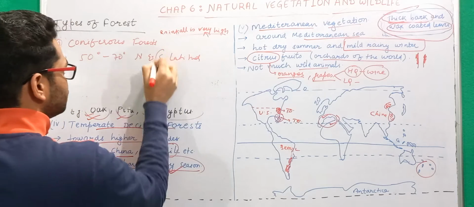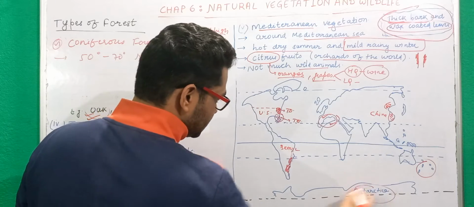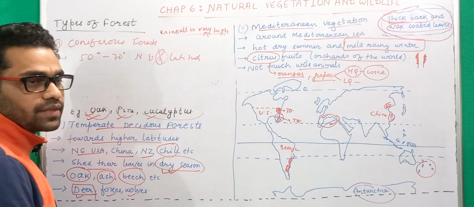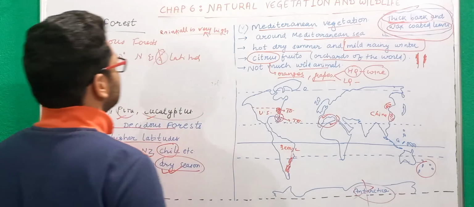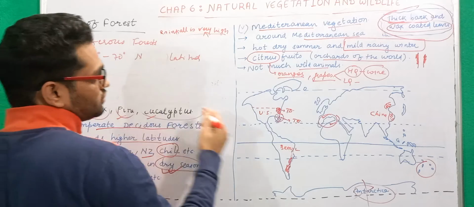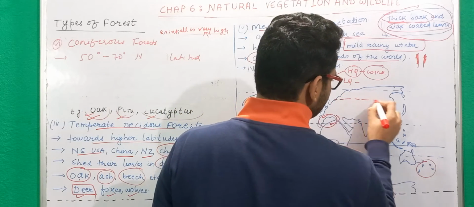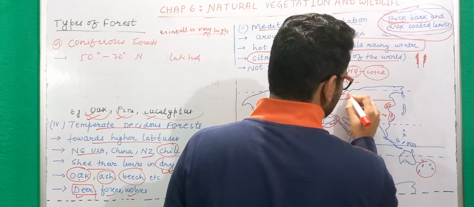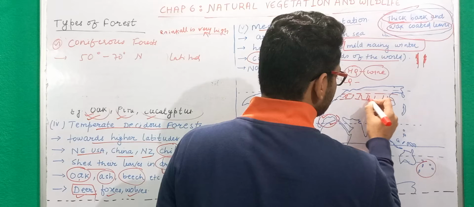Not south latitudes, because in south latitudes you have the Antarctica region, and in the Antarctica region the temperature is too low, and because of unavailability of land no vegetation is found here. So this is basically found in 50 to 70 degree north, means you will find it in this region, and mainly this is concentrated in Russia.